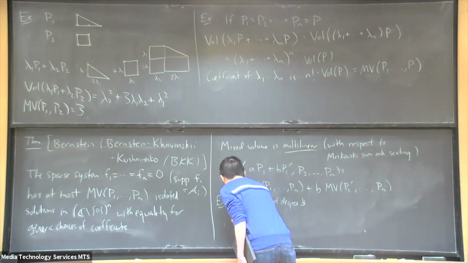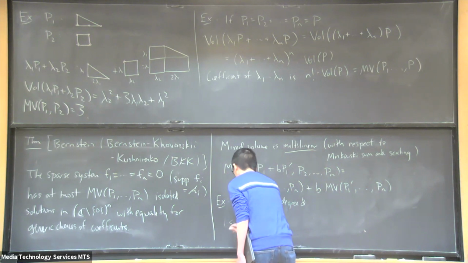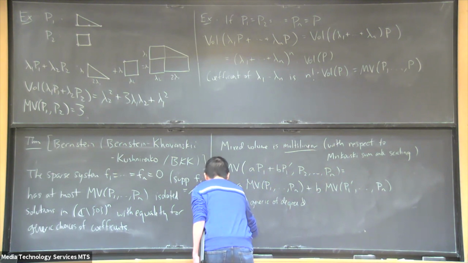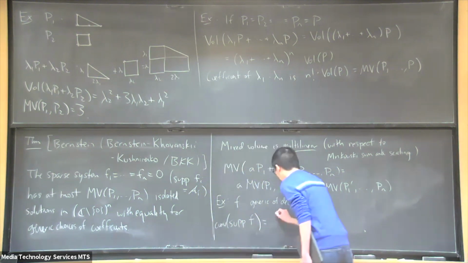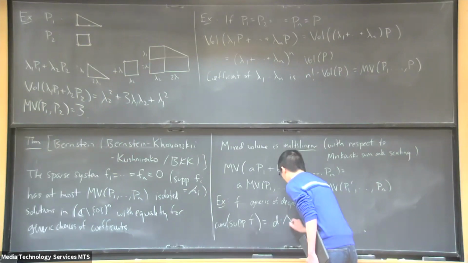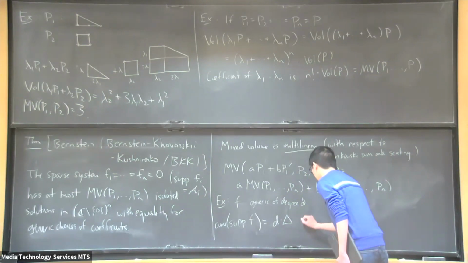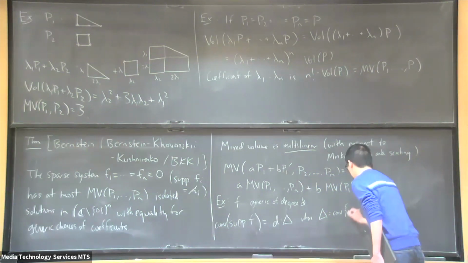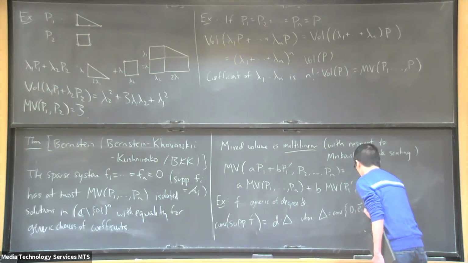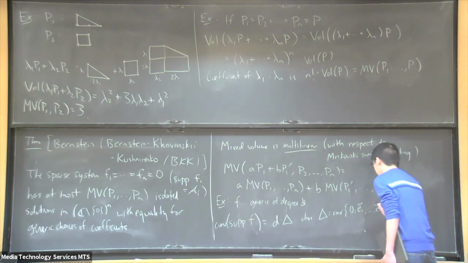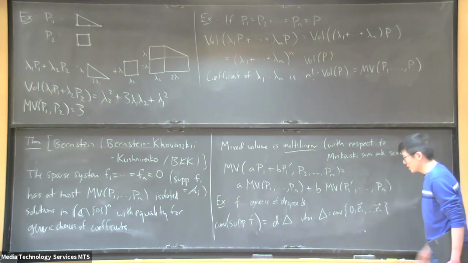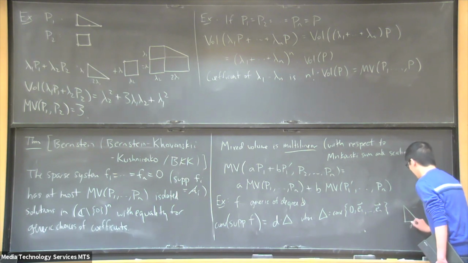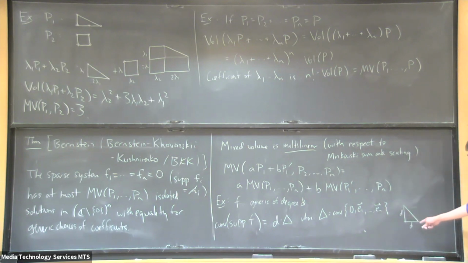So if you look at the Newton polytope, the convex hull of the support of f is just going to be d times the elementary simplex, where delta is the convex hull of 0 and your standard basis vectors e1 through en. In 2 dimensions, you'll just get this right triangle of side length d, where all the points whose coordinates sum to at most d live.